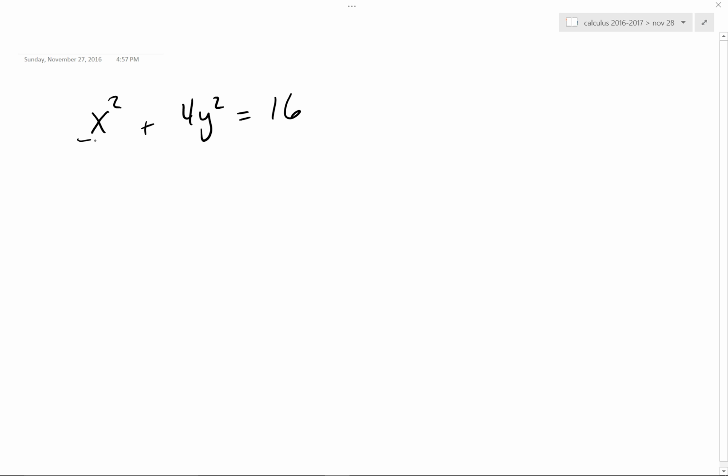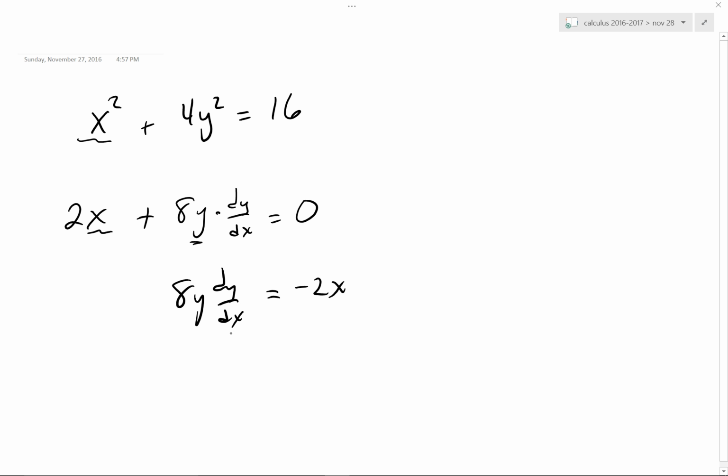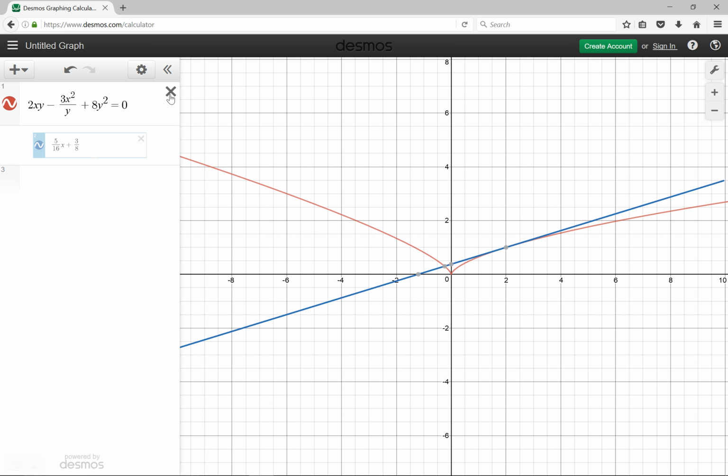Okay. So what's the derivative of x squared? It's 2x. Notice that x is its own little function, so you don't take the derivative of anything but itself. However, here it's going to be 8y, and because y is a function of x, we multiply by dy/dx, is equal to 0, because the derivative of the constant is 0. Right, like that. Now, let's go take a look at this graph here real quick.